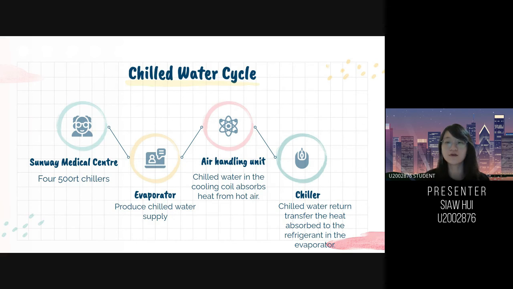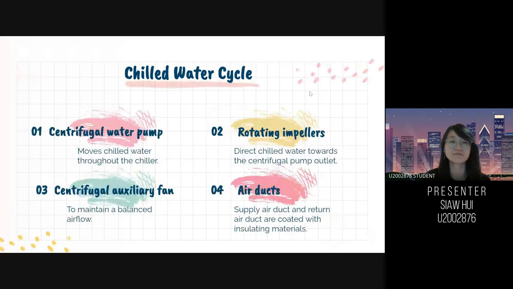Then, the cooling coil in the air handling unit will be passed through by chill water, as the chill water in the cooling coil absorbs heat from the hot air. Hot air which passes through the cooling coil will turn into cold air. Chill water which has absorbed heat will flow through the chill water return pipe, which is normally in light blue color, and return back to the chiller in order to transfer the heat absorbed to the refrigerant in the evaporator.